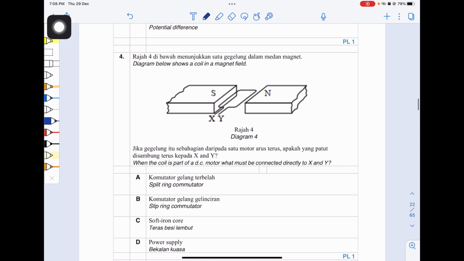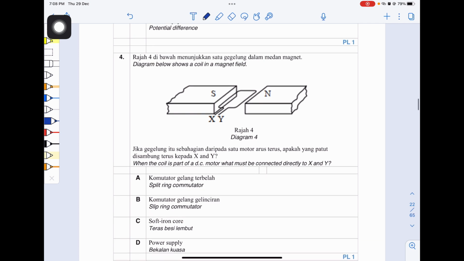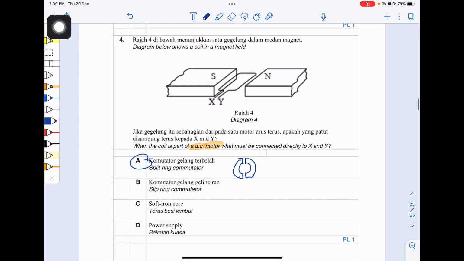Number 4, diagram below shows a coil in a magnetic field. When the coil is part of a DC motor, what must be connected directly to X and Y? Jadi kita nak, ni dia, okay, DC motor. Dia punya keyword dia DC motor. Okay, so kita guna split ring. Split ring. What is split ring? Split ring is the commutator. Ring ni split up.